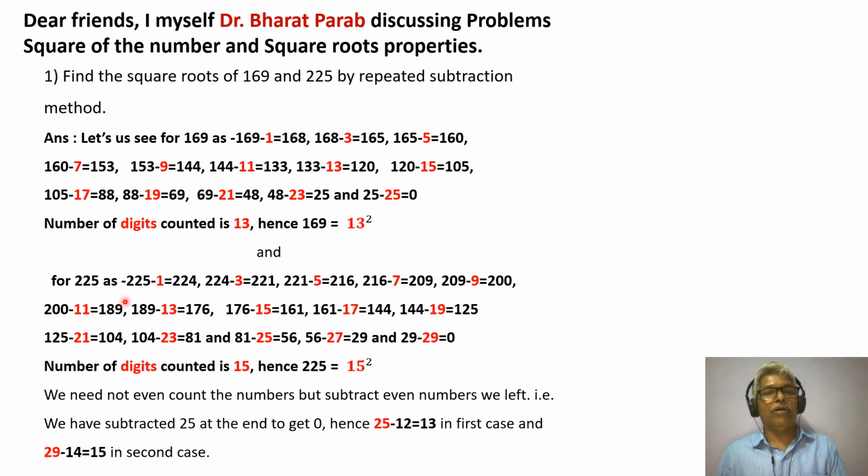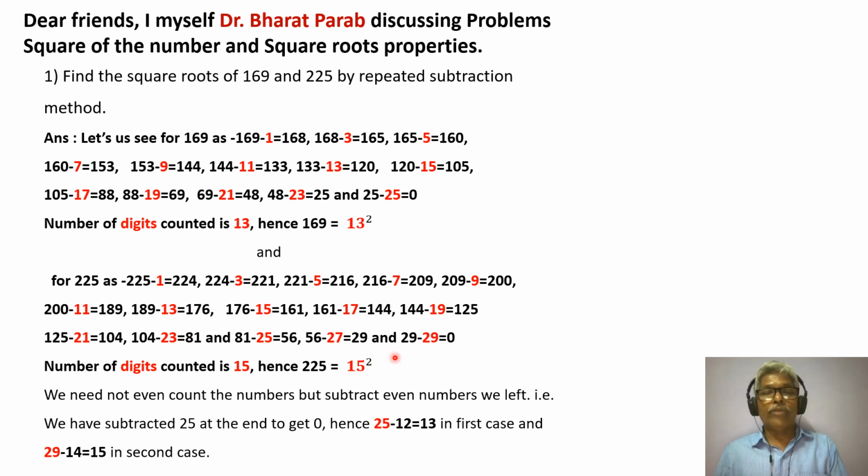Now start from 1 and go ahead. Don't miss any number, and don't take any even number, only subtract odd numbers. 225 minus 1 is 224, minus 3 is 221, minus 5 is 216. Like that you go ahead, you come here. 104 minus 23 is 81, 81 minus 25 is 56. Like that you go on, and 29 minus 29 is 0. So you get 0 here. So 225 is a perfect square. The number of digits counted is 15, hence 225 is 15 square.